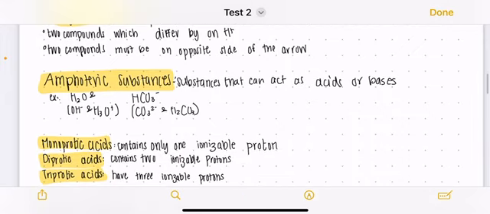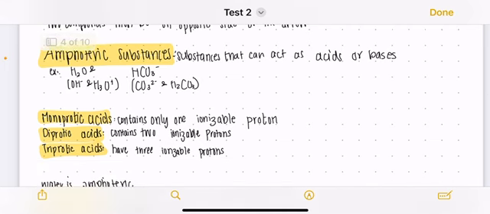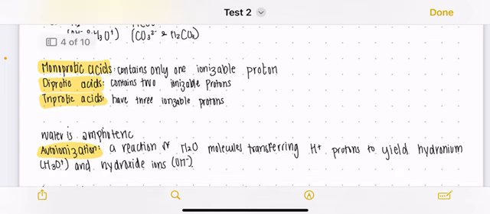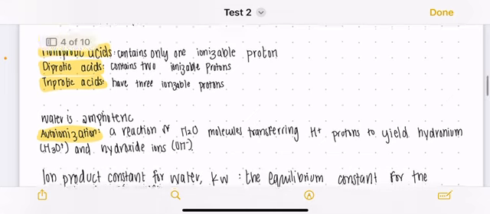The amphoteric substances are substances that can act as acids or bases. This, for instance, can be water, where it produces hydroxide and H3O+. It could also be hydrogen carbonate, which can produce carbonate or H2CO3. The monoprotic acids contain only one ionizable proton. Diprotic acids contain two ionizable protons, and triprotic acids have three ionizable protons.